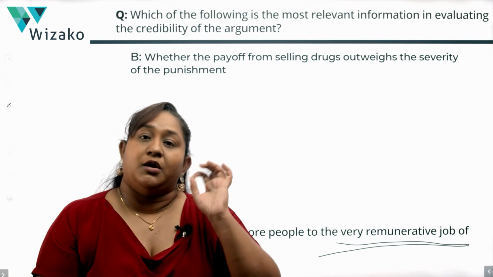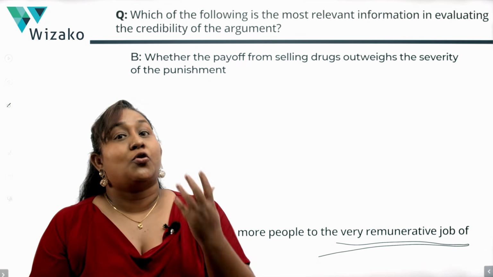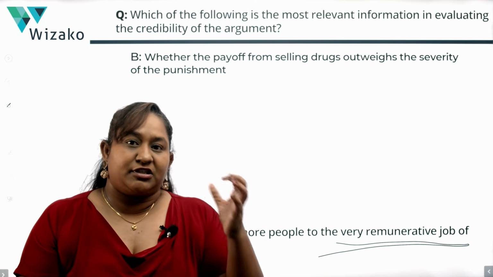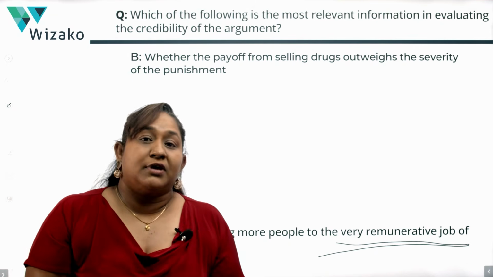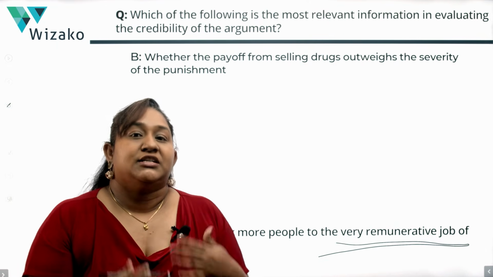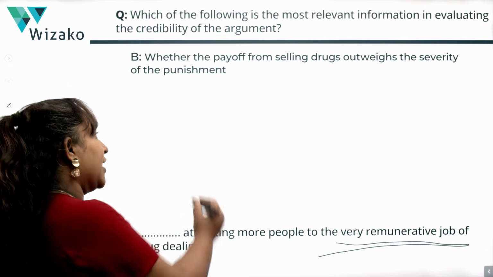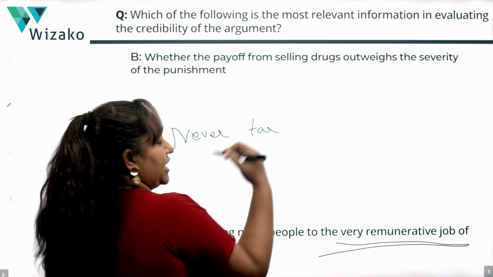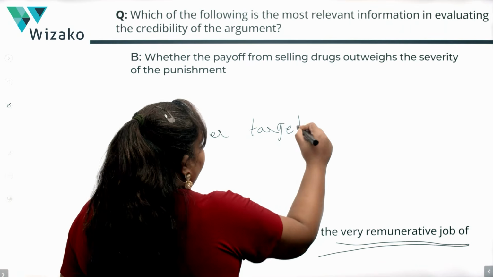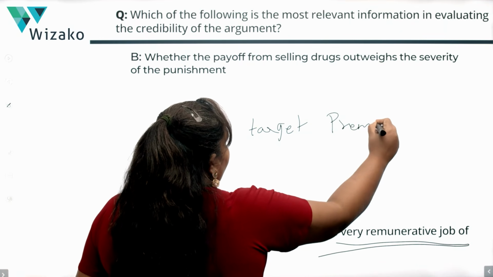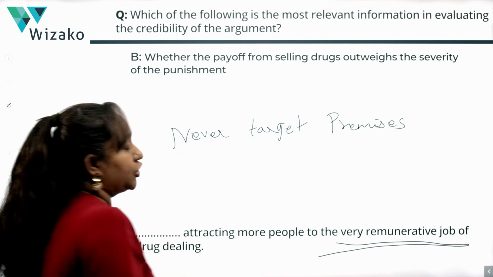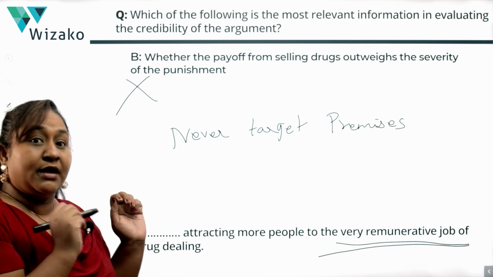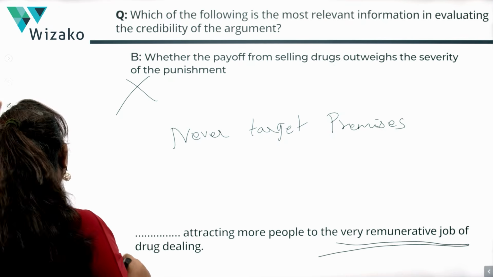But always remember, when you're weakening or strengthening, you don't question or focus on the facts. When it has already been established that the payoff is significant, you don't go and ask, is the payoff significant? Such an answer option will be incorrect. You must remember the rule. When you're weakening, strengthening, evaluating, never target the premises. What is established, you don't go back and touch on those facts again. And that's the reason we're going to go ahead and eliminate this answer option as well.